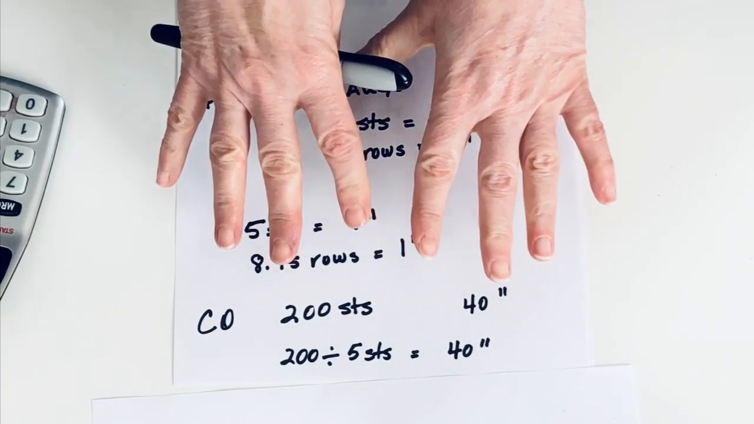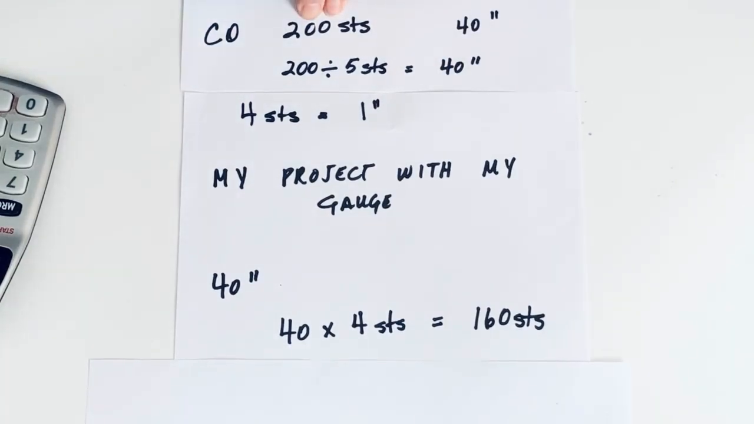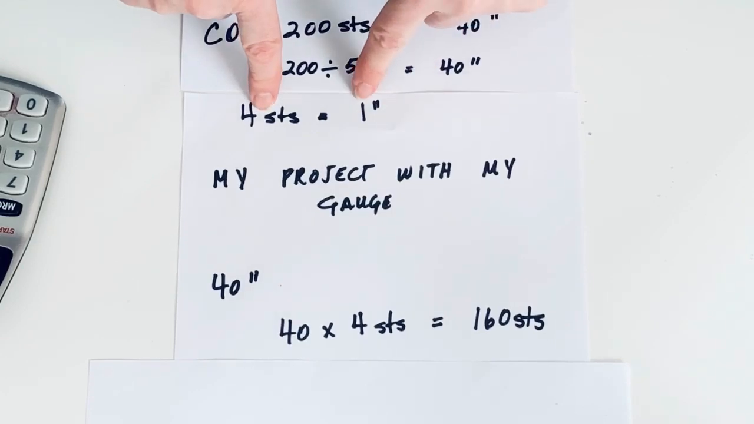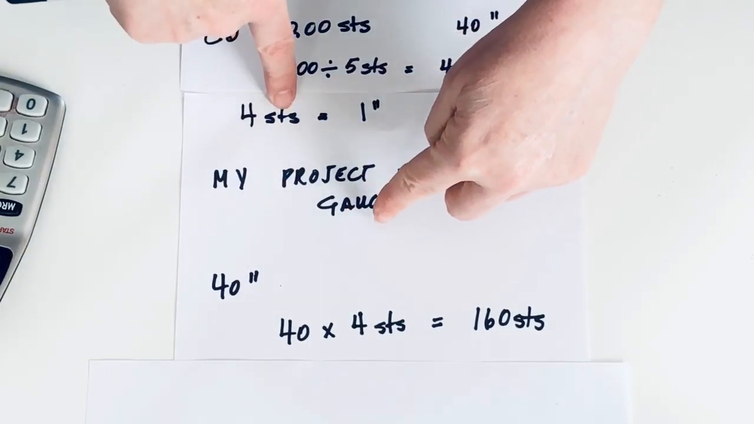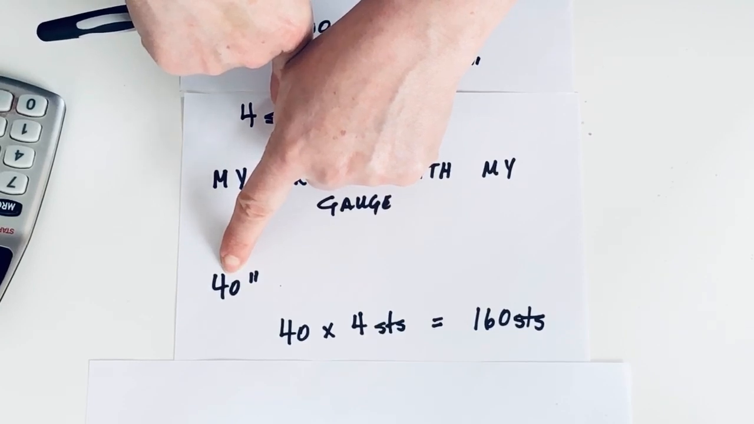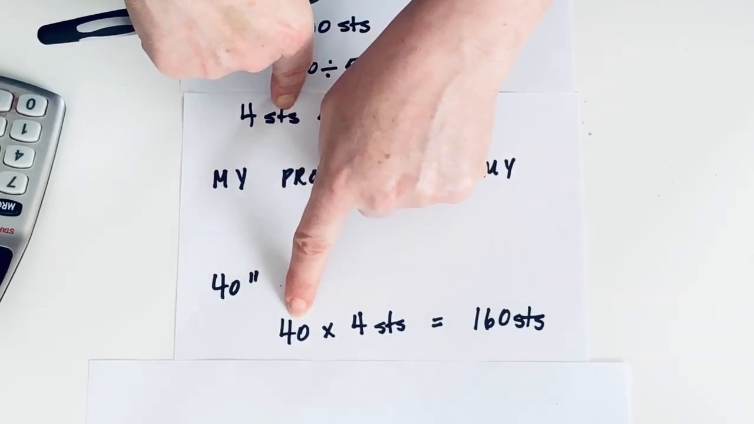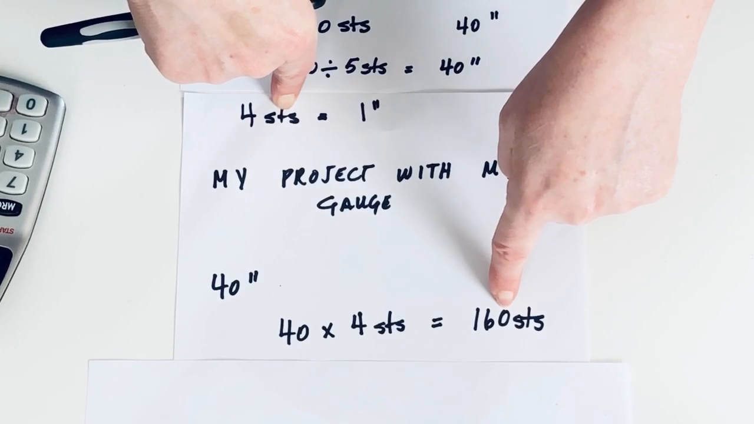So that's fine for the pattern, but what about my own gauge that I wanted to use, which is different? My pattern tells me to cast on 200 stitches, and the circumference of the project that I'm doing will be 40 inches. The yarn that I want to use with my needle size, that gives me the fabric that I want, is 4 stitches per 1 inch. So the calculation is fairly straightforward. I have 4 stitches per 1 inch, and I need to get 40 inches for the circumference of the project. So 40 inches times 4 stitches equals 160 stitches.